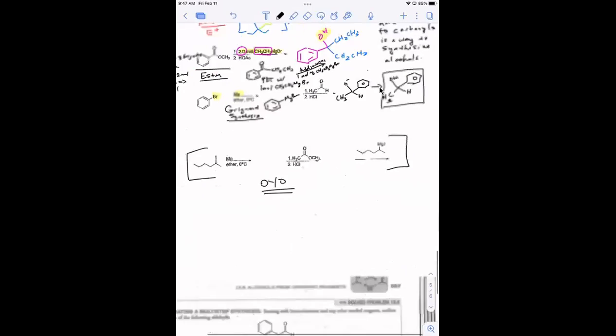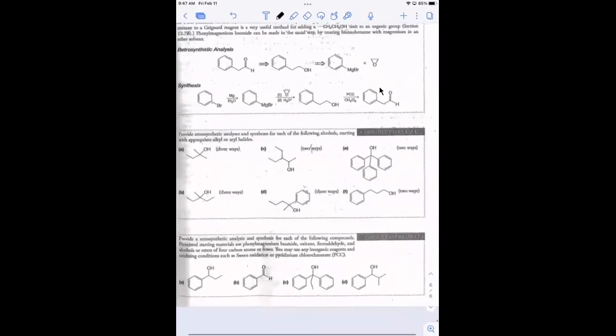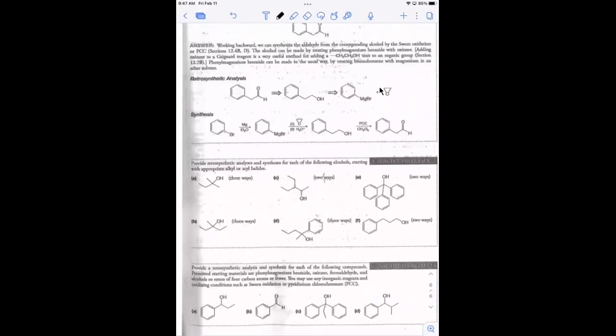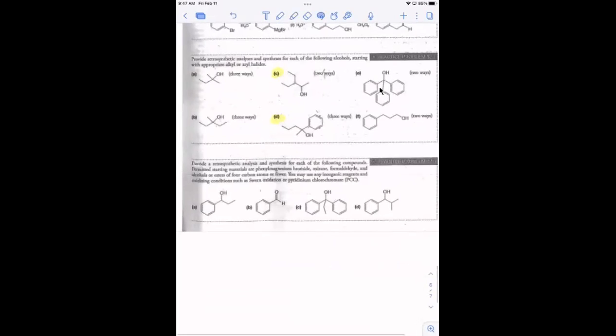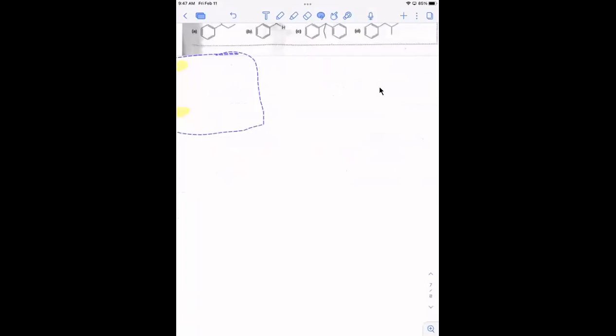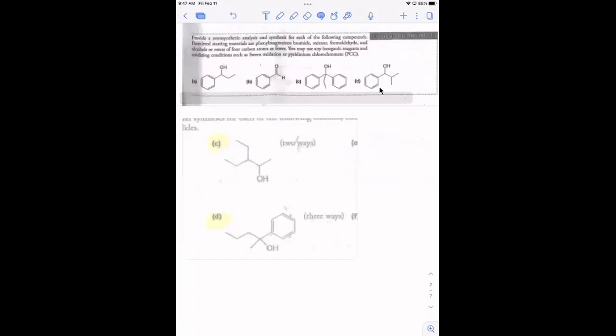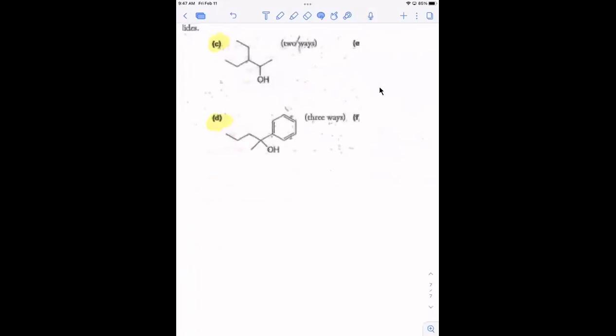We've got 3 minutes left. We're going to do problems C and D down here. These are retrosynthesis problems. I'm going to cut them out. We've got 3 minutes left, so we're going to make the best of it. Let me just take that and paste it here. All right, so for C, it's asking for 2 ways that you can make that.